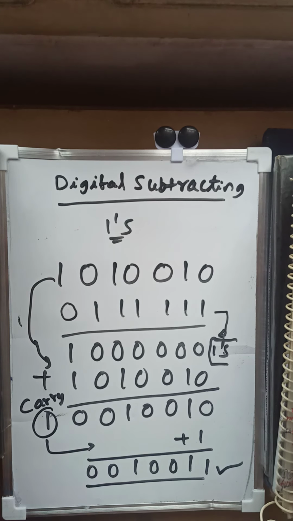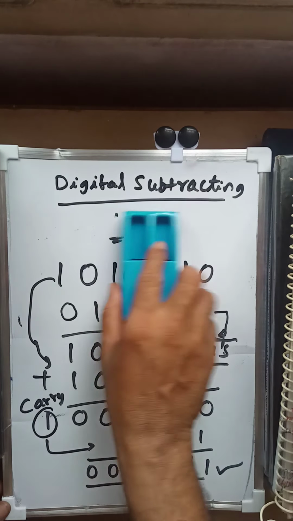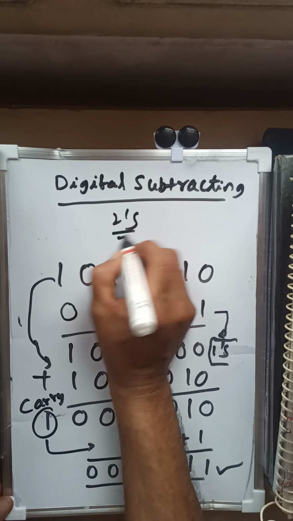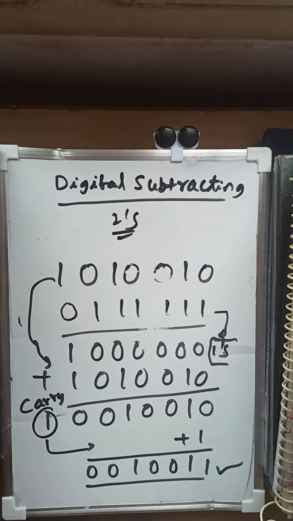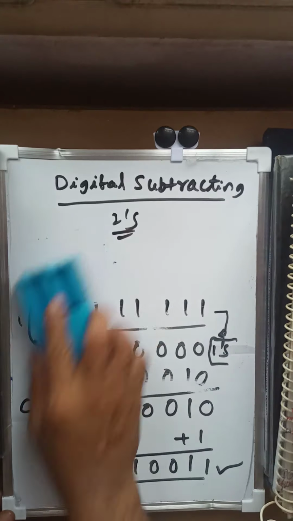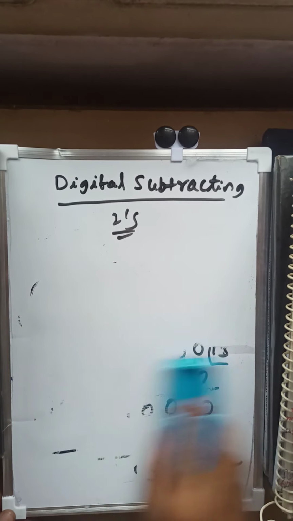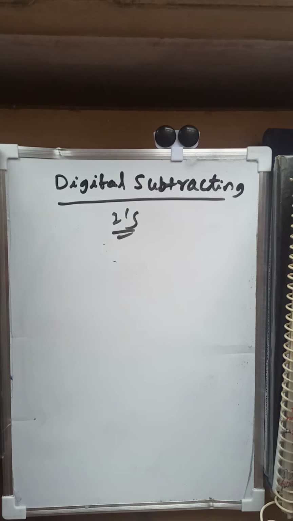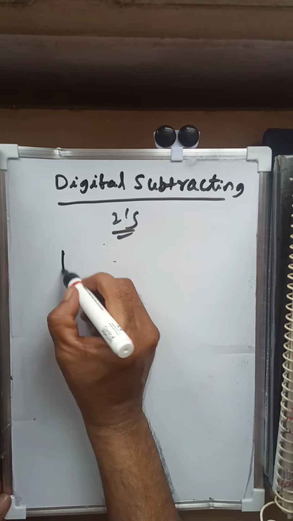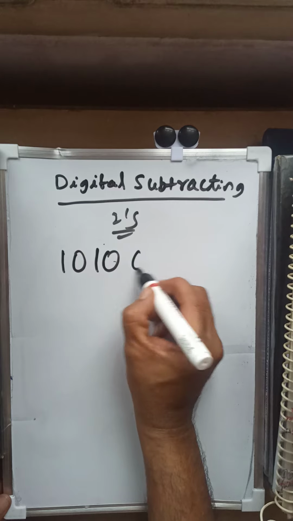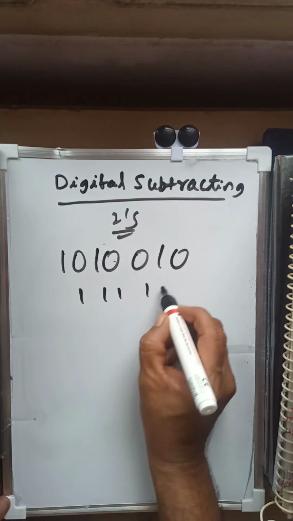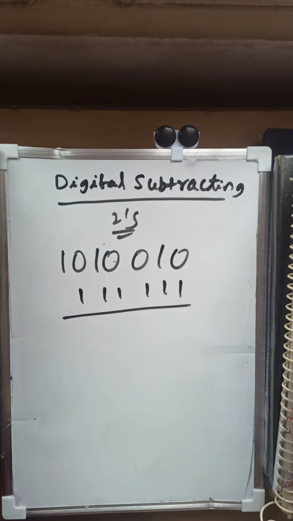In the same way, now the next task is the 2's complement. For the same problem, we are using the 2's complement method. Let us see what will happen. Here the original problem is 1 0 1 0 0 1 0 and 1.